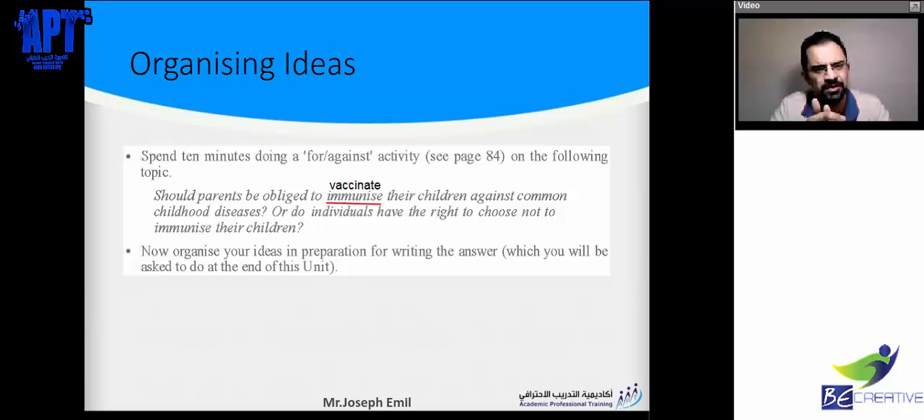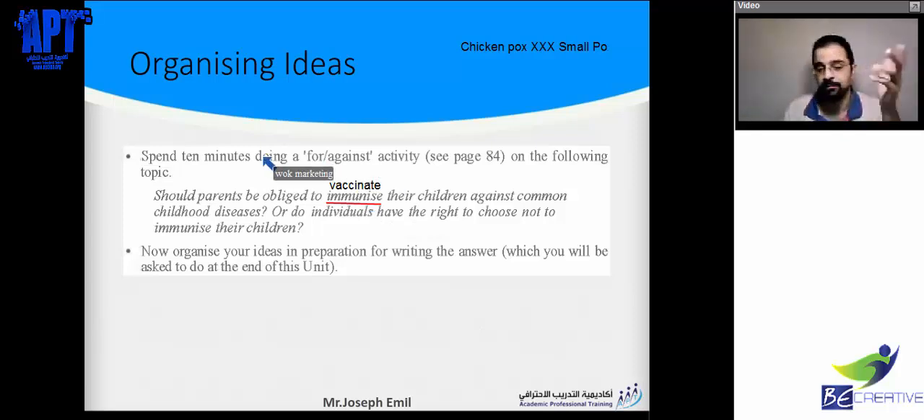I think in the 20th century, very early in the 20th century. So, chickenpox is not like smallpox. Okay, just Google them to find out the difference. It helps to recognize the difference between those two diseases, right? Against common childhood diseases, or do individuals have the right to choose not to immunize their children? Okay, so we will spend some time finding the for and against. But before doing that, I'll just present you some background information as to why this is actually a question.